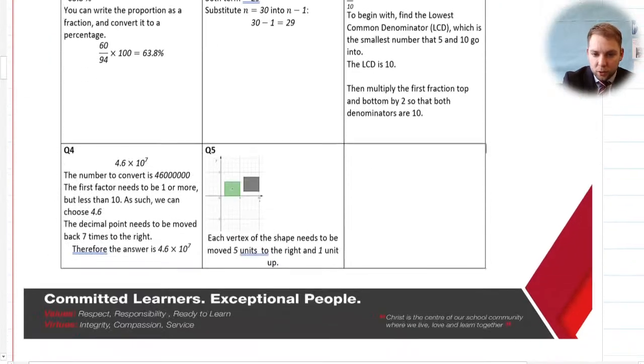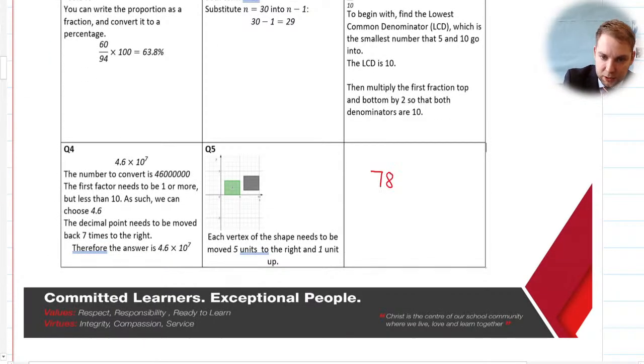Okay, let's have a little look at those. It is 78, yeah, good. 78 centimeters for the arm length. And there's the rest of those answers, brilliant.